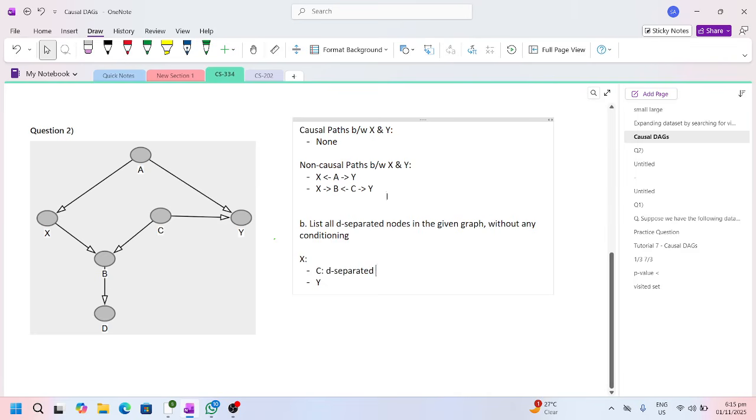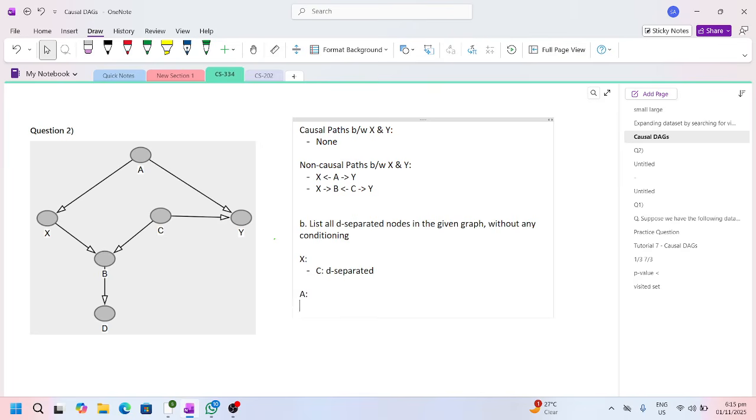Similarly, if I check X and Y, between X and Y I had listed all the paths here. And this path between them is essentially open, because in this path A is a confounder, not a collider. Collider paths are blocked by default. Which means that X and Y, sorry, are not d-separated either. With that, let's move on.